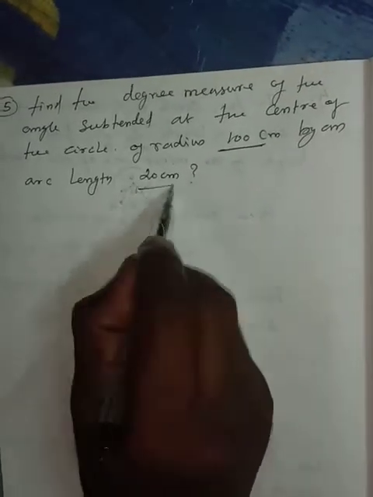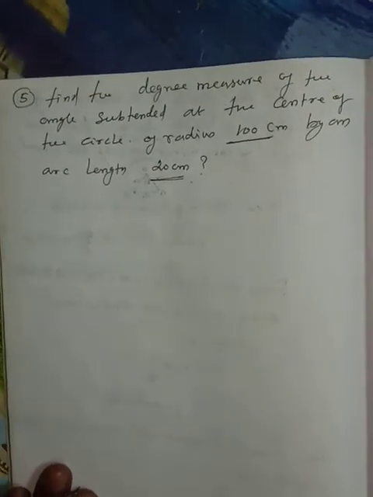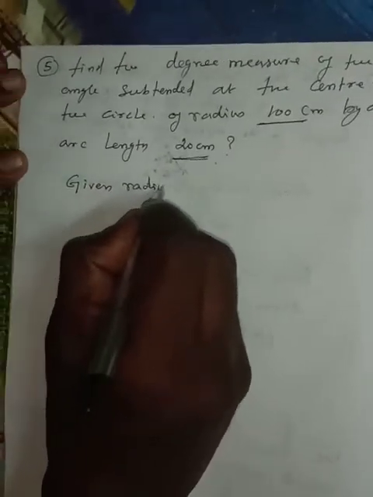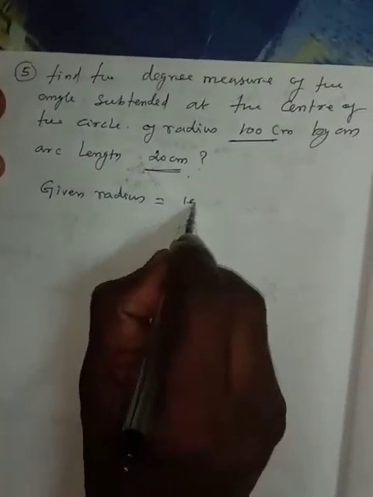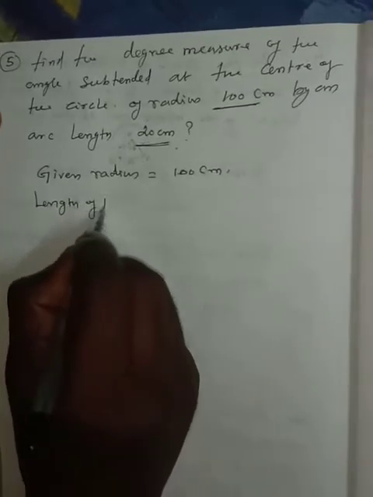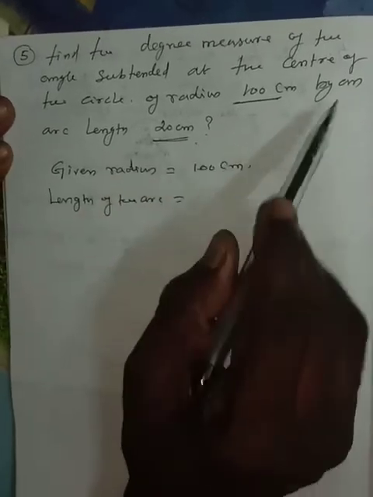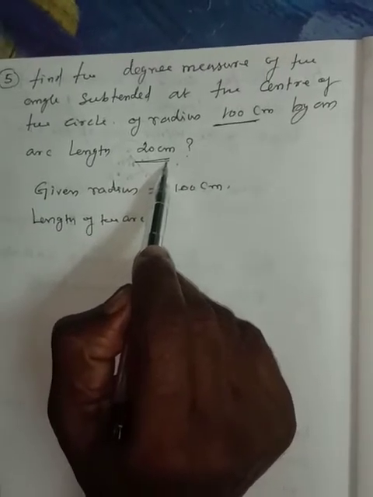Find the measure of the angle subtended at the center of a circle of radius 100 centimeter by an arc of length 20 centimeter. Given radius is equal to 100 centimeter. The length of the arc is given by l is equal to r theta.